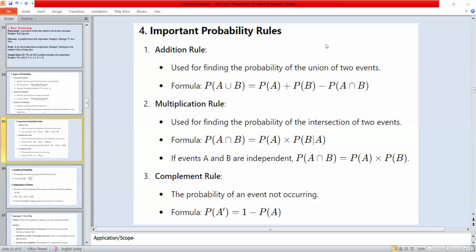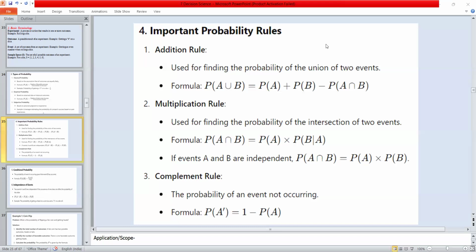Then the multiplication rule, used for finding the probability of the intersection of two events. So probability of A multiplication B is equal to probability of A into probability of B given A. If the events A and B are independent, then probability of A multiplication B is equal to probability of A into probability of B.